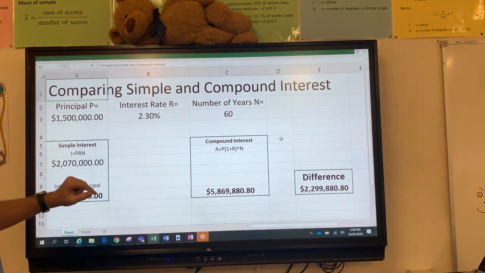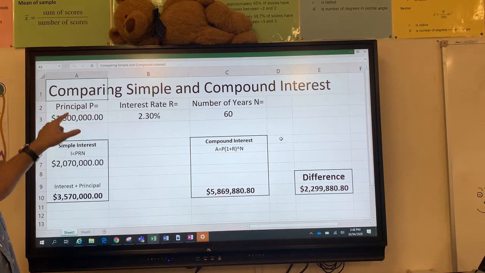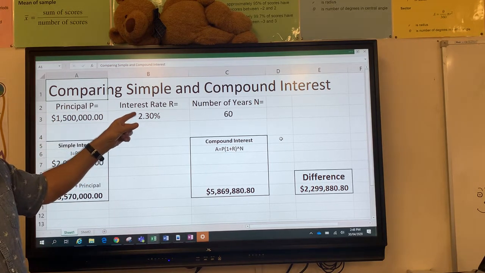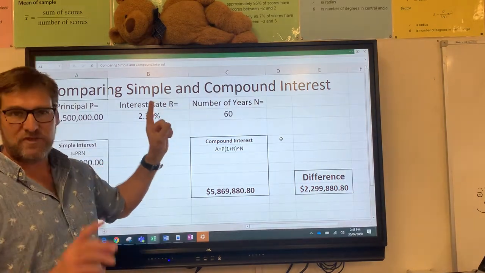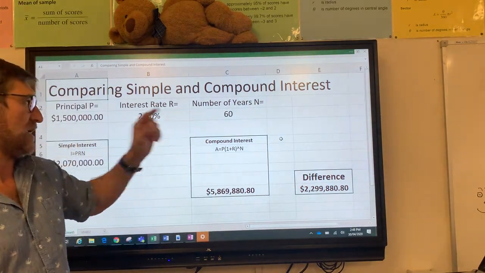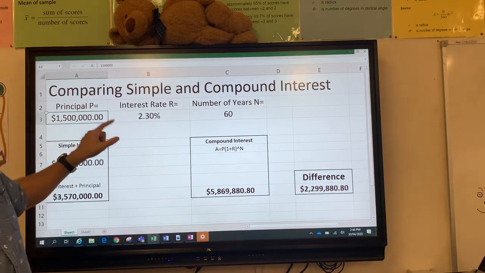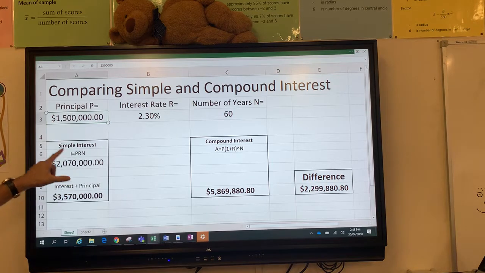And I've set it up so that our principal, our invested amount of money, goes into this box, the interest rate goes into this box, and the number of years to invest the money goes in here. What we're going to do is I can muck around by punching in numbers here, and automatically it'll work out these things for us.